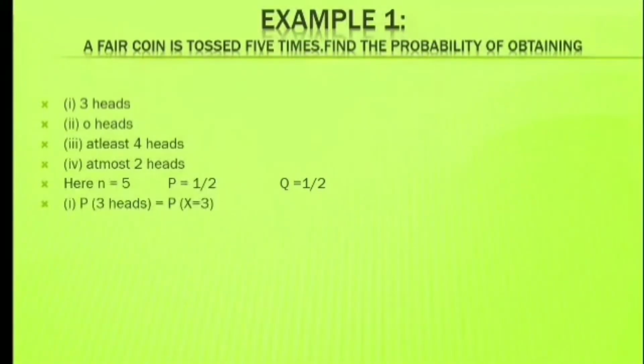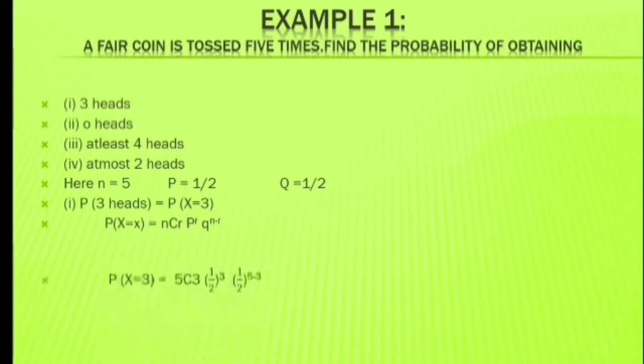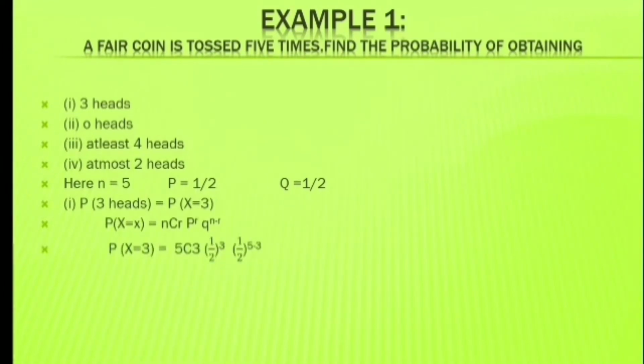First subdivision: the probability of 3 heads can be written as probability of x equal to 3. We know the formula of the binomial distribution. Here we substitute n equal to 5, r equal to 3, p equal to 1 by 2 and q equal to 1 by 2. When you substitute, you get 5C3 into (1 by 2) power 3 into (1 by 2) power 2. We know 5C3 is 10. When you add the powers, you get (1 by 2) power 5. When you simplify, you get the answer 5 by 16.